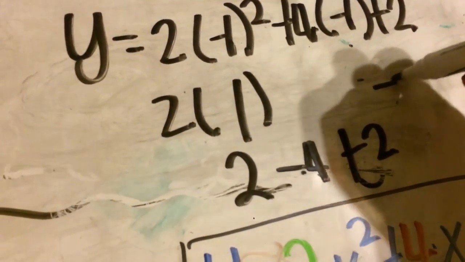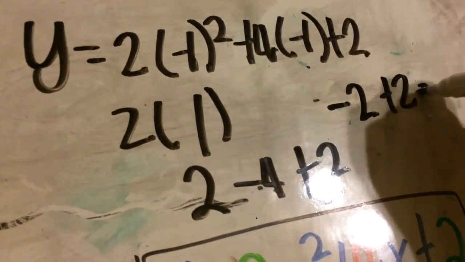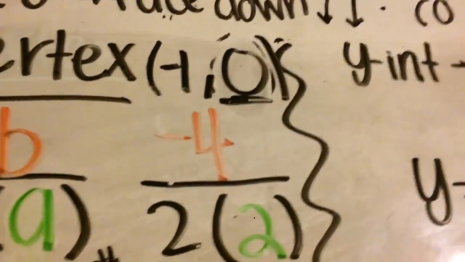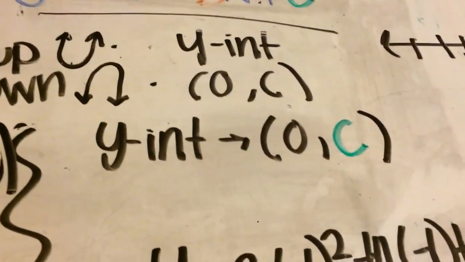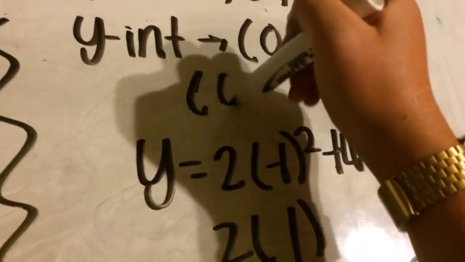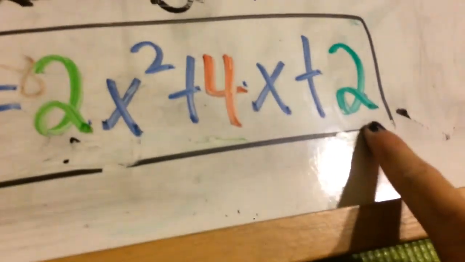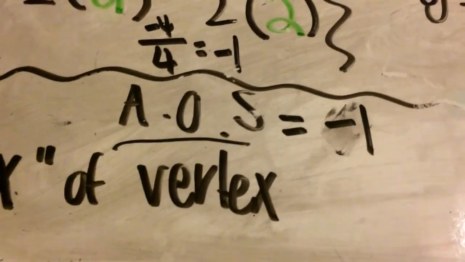Sorry, I'm going to write it over here. Negative 2 plus 2 equals 0. And that's my y part of the vertex. So I have (negative 1, 0) as my vertex. The y-intercept is the same thing as (0, c). So (0, 2), c is 2. And our axis of symmetry is negative 1.